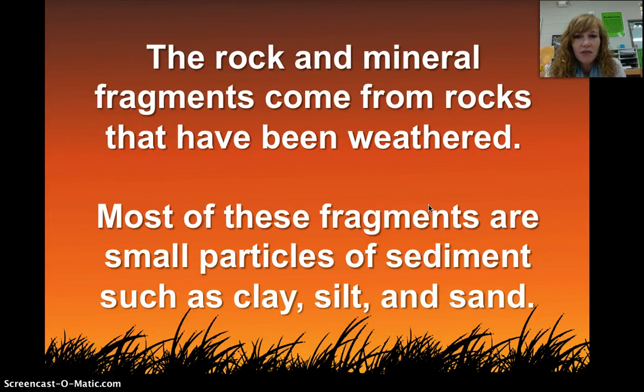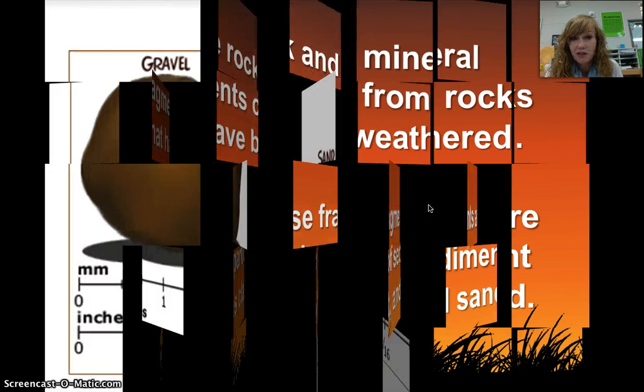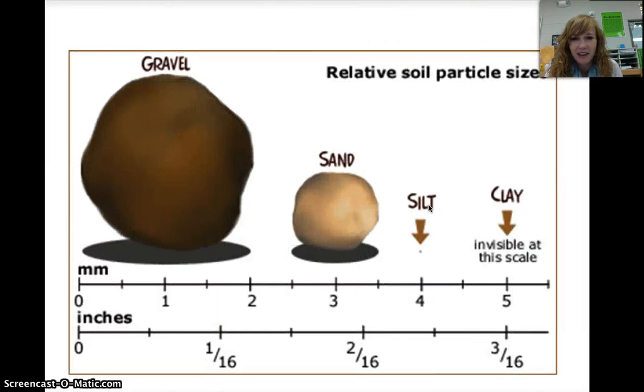Okay, the rocks and mineral fragments come from rocks. We've been talking about that. We went from minerals to the rock cycle to how they break down. So where does all that come from? It comes from rocks that have been weathered. Most of the fragments are small particles, like I said earlier, of sediment that's clay, sand, or silt. And you should have just written that down. If not, pause and go back.